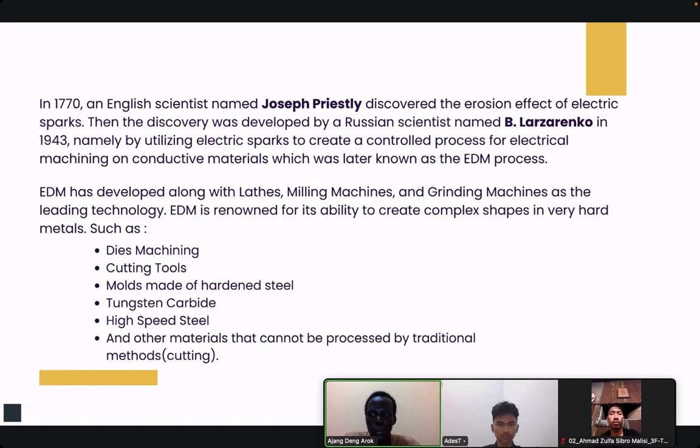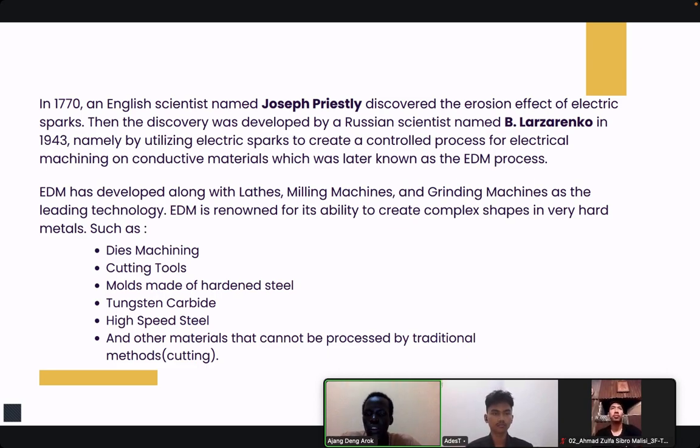Next, now about the history. Electrical discharge machining: in 1770, a very long time ago, an English scientist named Joseph Priestley discovered the erosion of electric sparks. Then this discovery was developed by a Russian scientist called B. Lazarenko in 1943, by utilizing electric sparks to create a controlled process for electrical machining on conductive materials, which was later known as the EDM process.